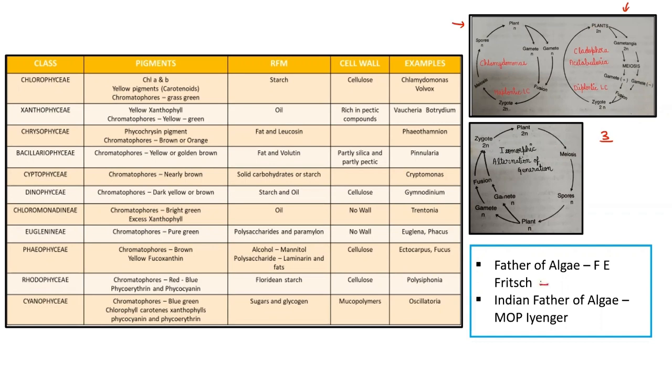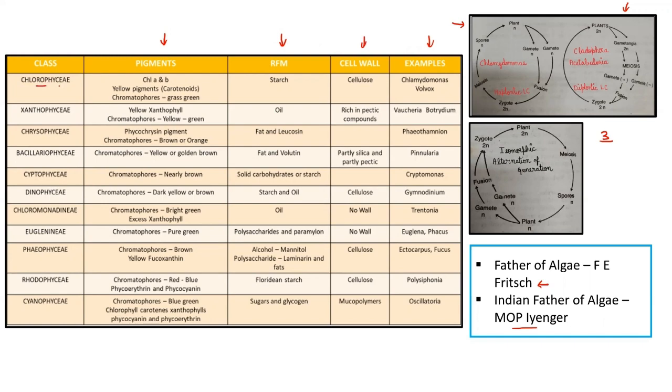Then F.E. Fritsch is regarded as the international father of the algae, whereas M.O.P. Iyengar is regarded as the Indian father of algae. Now, Fritsch divided the algae into 11 main classes, and you should know these classes: the pigments that they contain, the color of the chromatophores, the reserve food material that each class contains, the composition of the cell wall, as well as the genera that these classes contain. So these are the four major fields that you should know about. We will be discussing a few classes, and the rest you can see from the table.